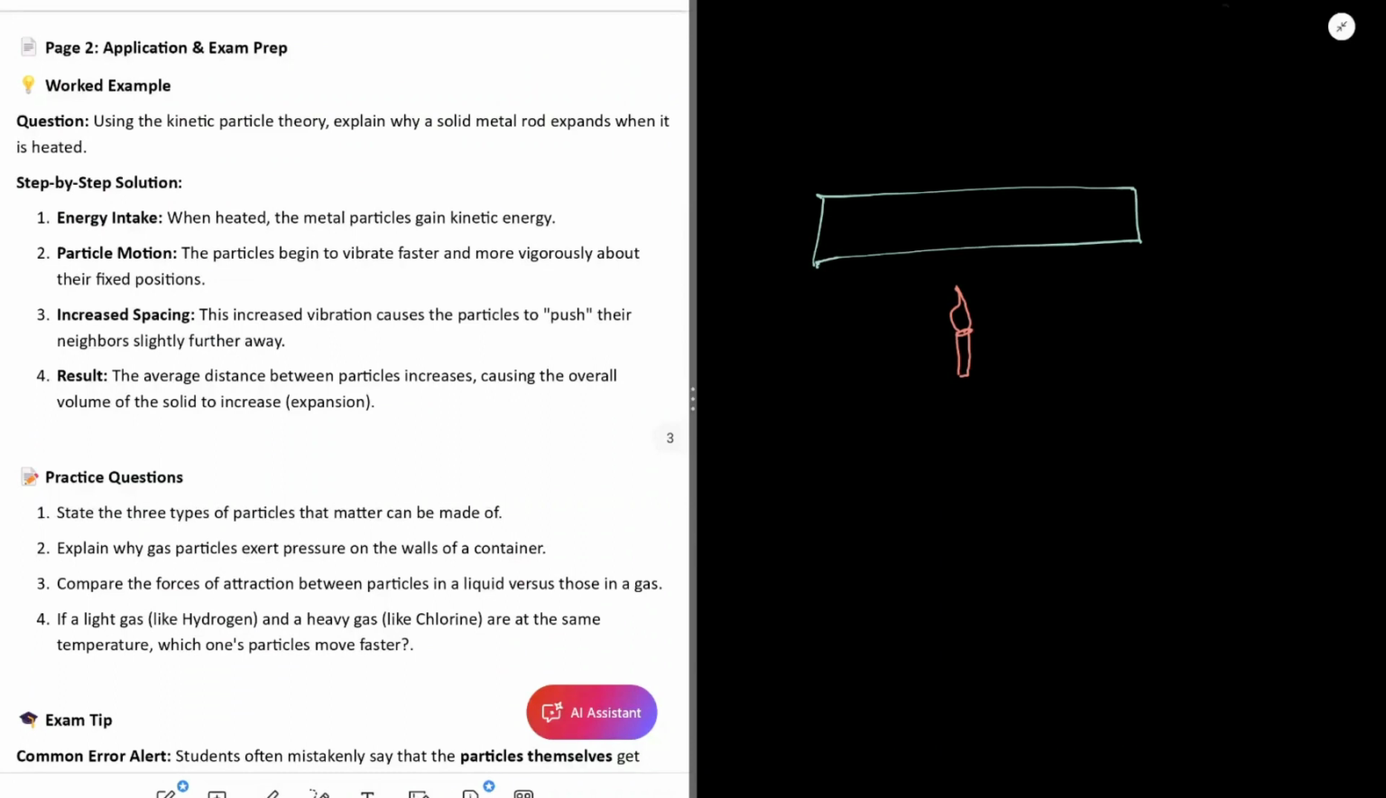Look at the worked example on page 2. Why does a metal rod get longer when it's heated? Do the atoms grow fat? No, they stay the same size. When heated, they vibrate more violently. They need more elbow room, so they push their neighbors away from each other. So the space between them increases, making the rod stretch.